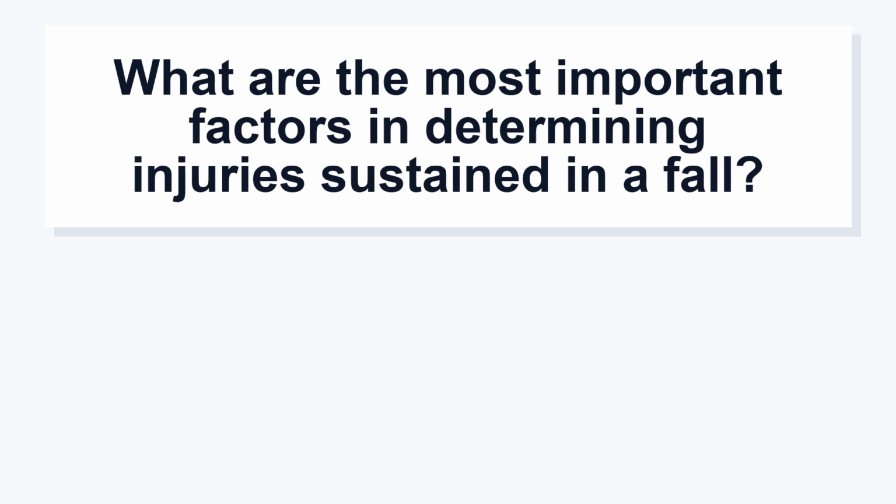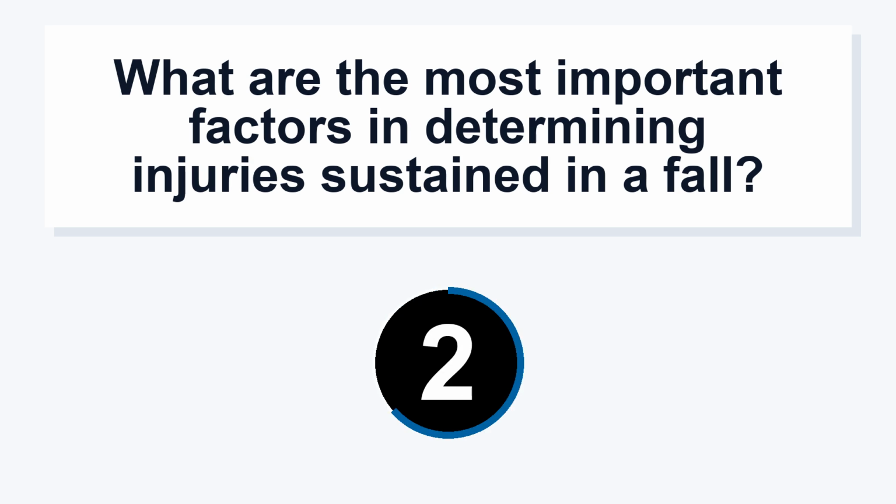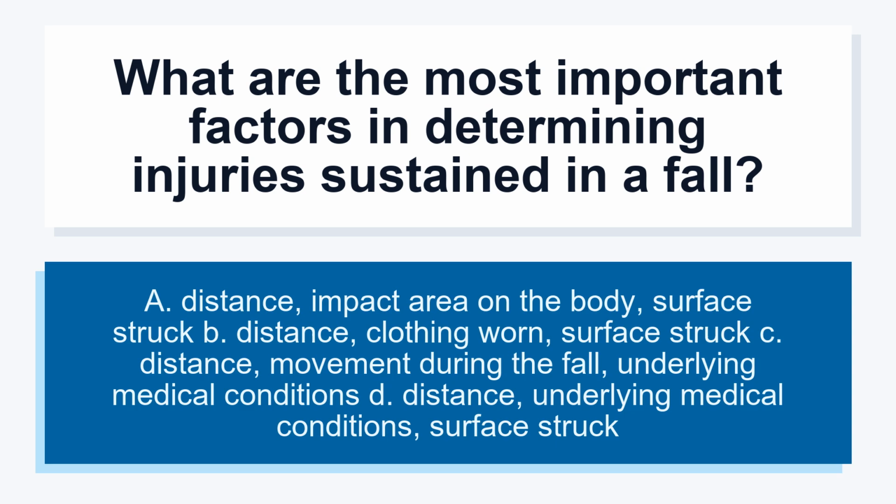What are the most important factors in determining injuries sustained in a fall? A. Distance, impact area on the body, surface struck. B. Distance, clothing worn, surface struck. C. Distance, movement during the fall, underlying medical conditions. D. Distance, underlying medical conditions, surface struck.